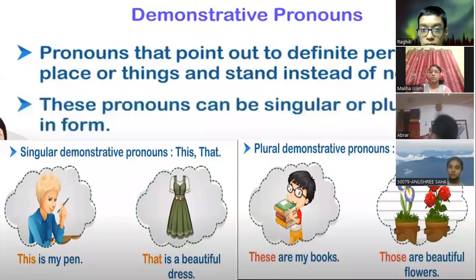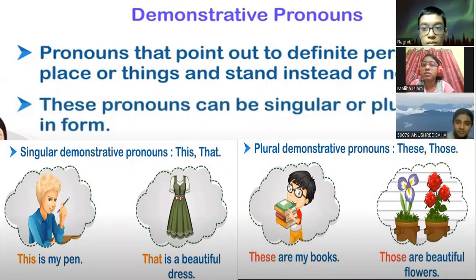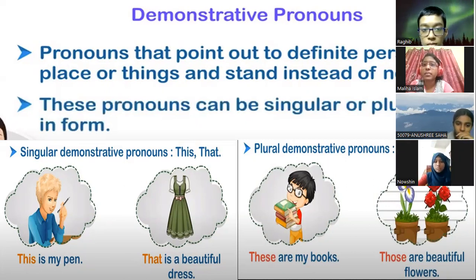Acha. So let me go with the other one, which is demonstrative. Acha, ekta kotha bolo to, what is the meaning of demonstrate? Nirdeshok. Nirdeshok? Yes, okay. Or we can say that something that specifies or points out in a specific movement or place.